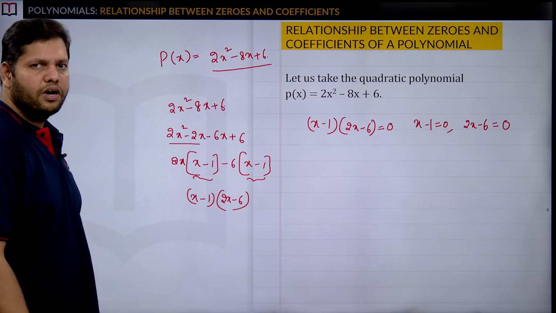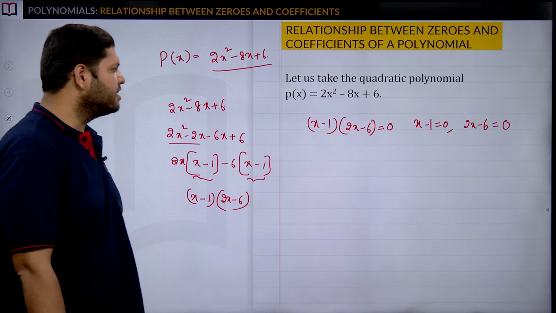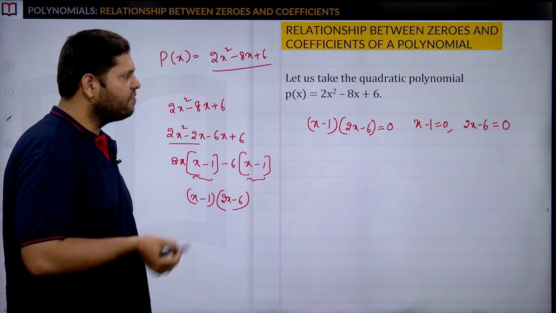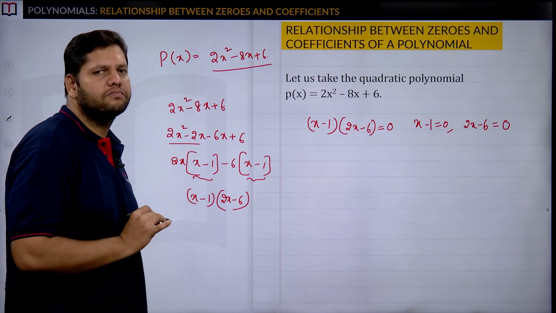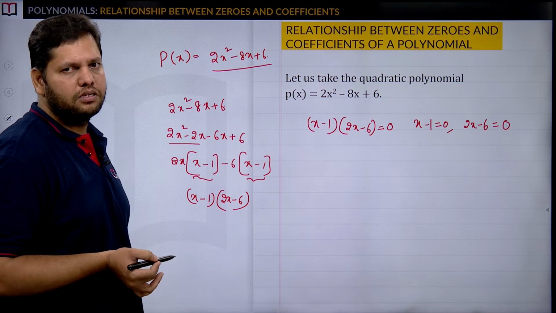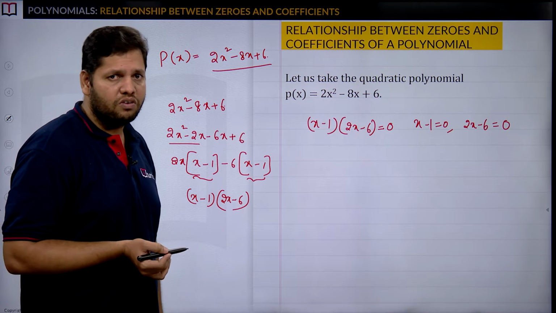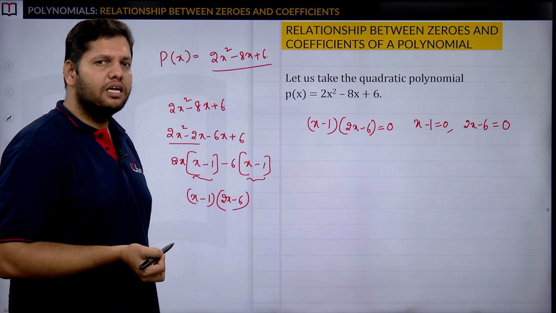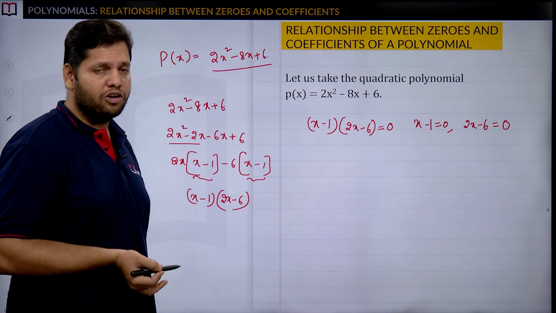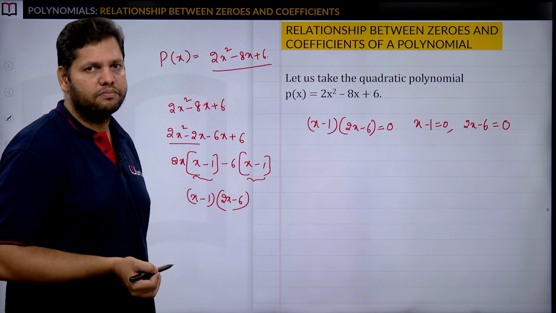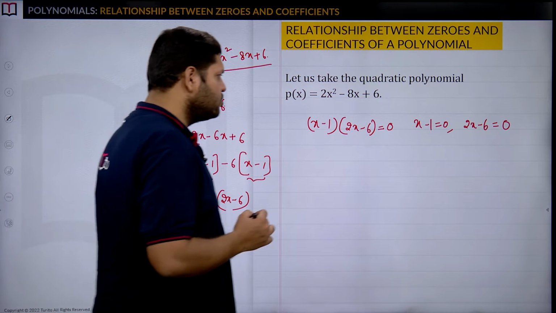So to find the zero, we have to what? Equate to 0. So we'll get x minus 1 equal to 0 or 2x minus 6 equal to 0. Children, first I am finding the zeros of the polynomial. The given polynomial is what? A quadratic polynomial. The degree is what? 2. First I will find the zeros of the polynomial. Then I will bring the relationship between the zeros of the polynomial and the coefficients of the given polynomial expression. So first let us find the zeros of the polynomial.